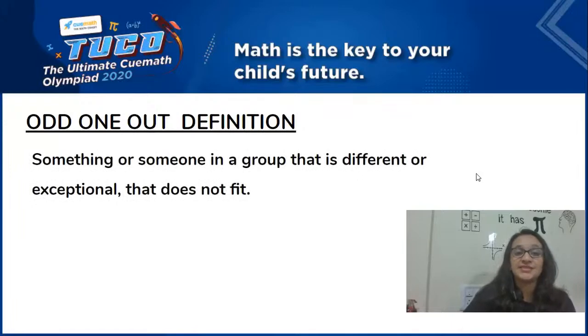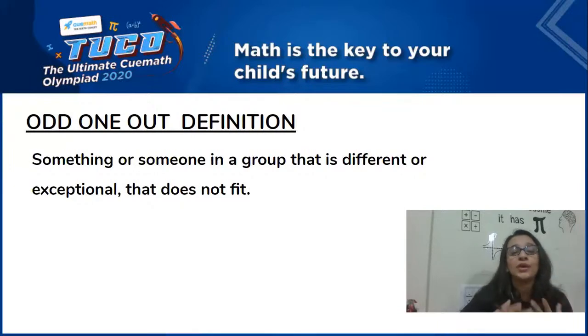So here we see that something or someone in a group that is different or exceptional, that does not fit with the rest of the group, is called the odd one out. Now, as I said, one object or one person being the odd one out could be because of various reasons. It's not just one reason. It could be because of its position, its size, its reflection, so many other parameters. Because there's not just one parameter on which you can cover the concept of odd one out.